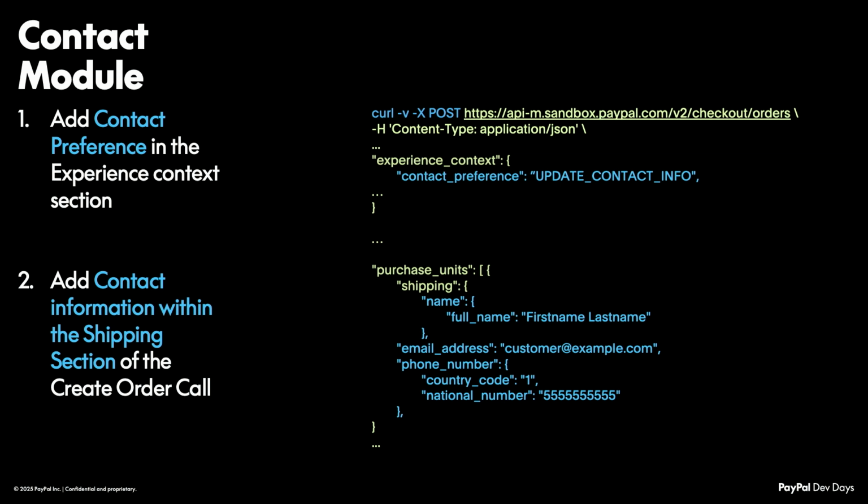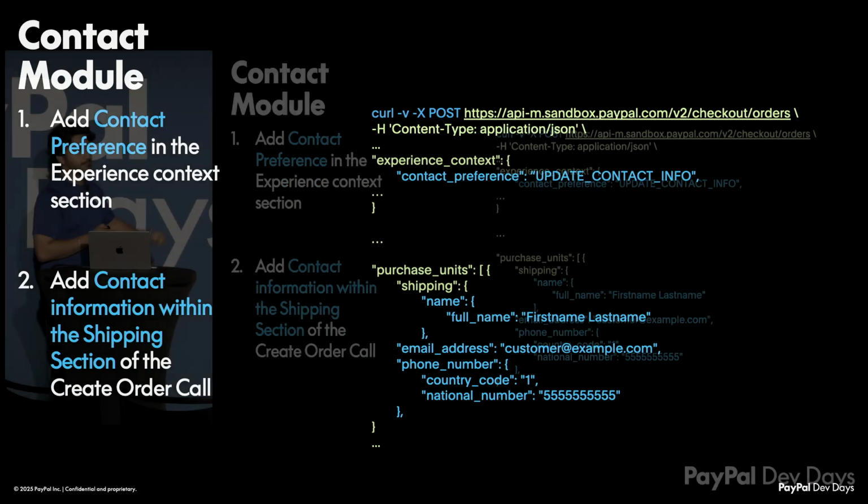So to actually enable this, again, you're dealing with the experience context. You've got the contact preference. Right here, we're using the update contact info enum. We've got a couple other enums there. And then if the merchant actually took this information beforehand, they also have the option of setting it within their purchase units within the shipping object itself.